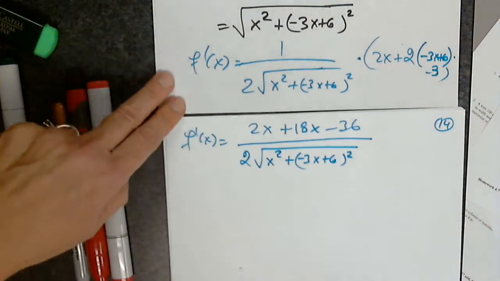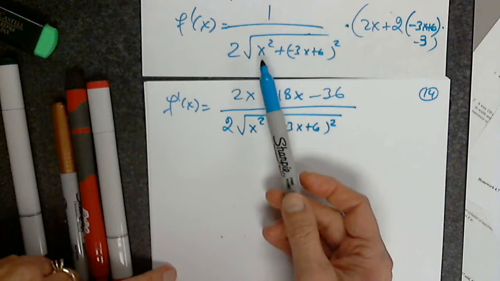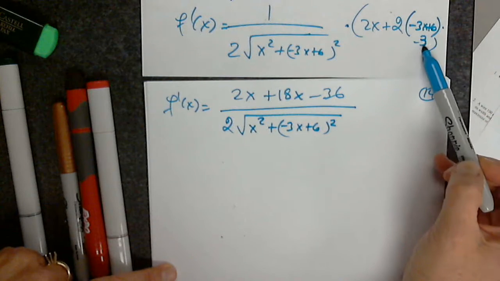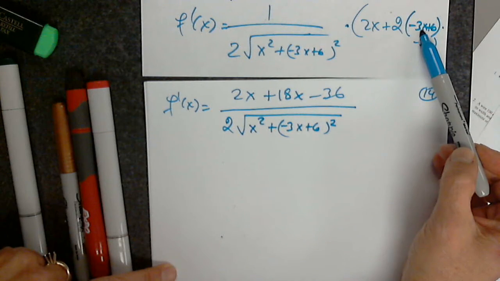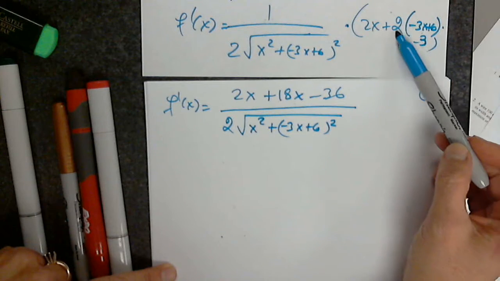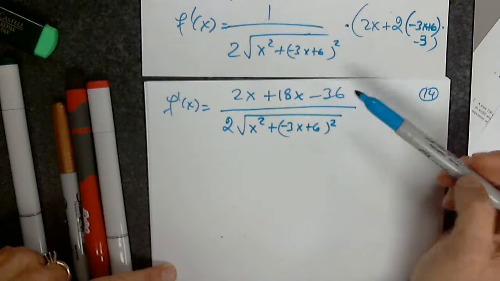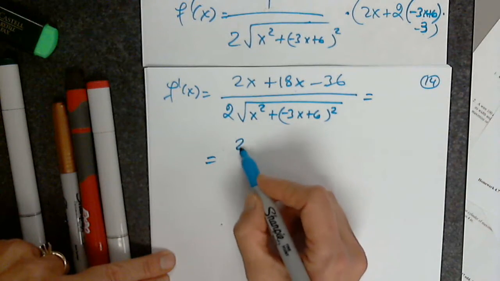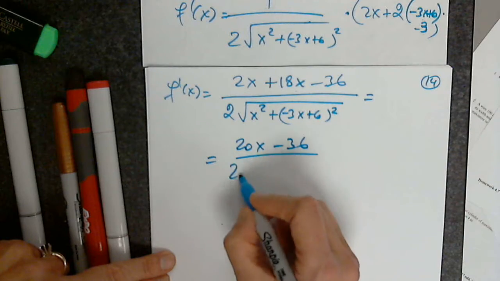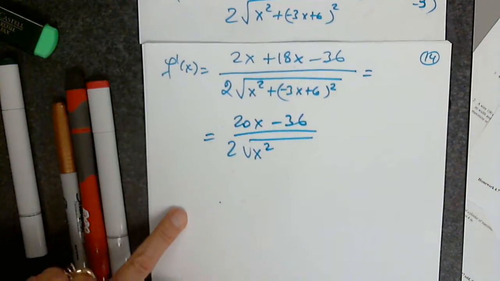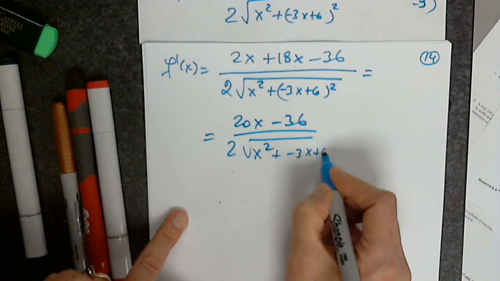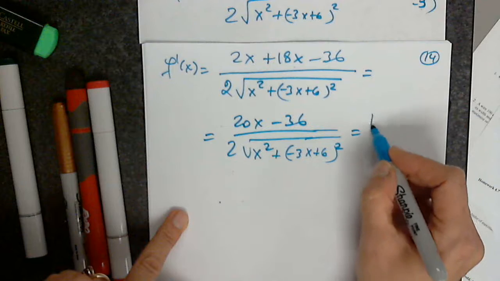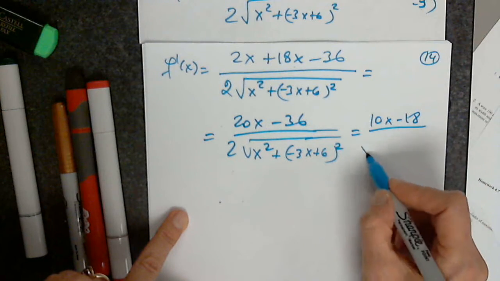Allow me 1 second to check this, make sure this is correct. So we had 2x, 2 times negative 3x, yes, correct. So negative 6 times negative 3x is positive 18x, and negative 6 times 6, negative 36. Perfect. Combine like terms. So 20x minus 36 over 2 square root of x squared plus negative 3x plus 6 squared. And I will take out a 2 and simplify it. So this is 10x minus 18 over the square root.